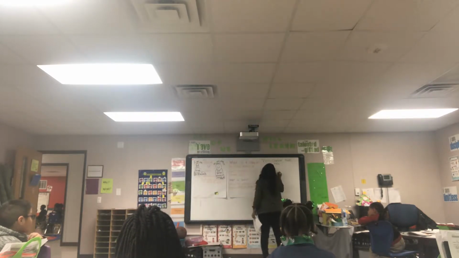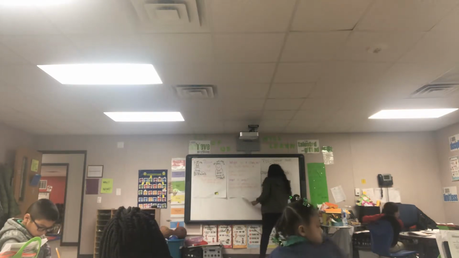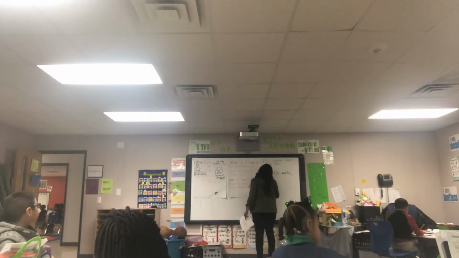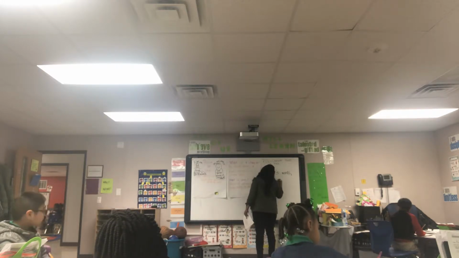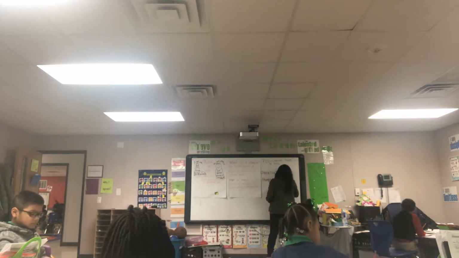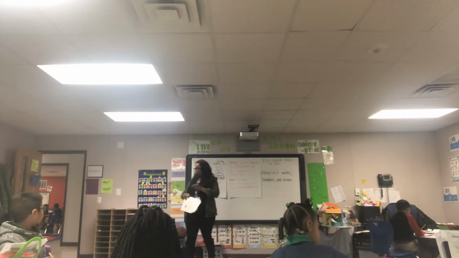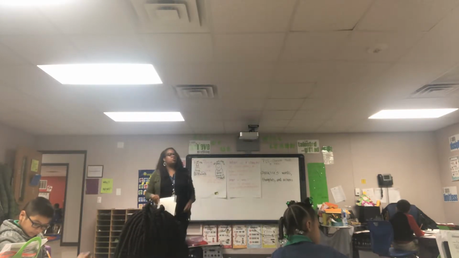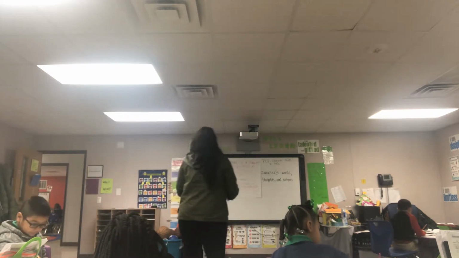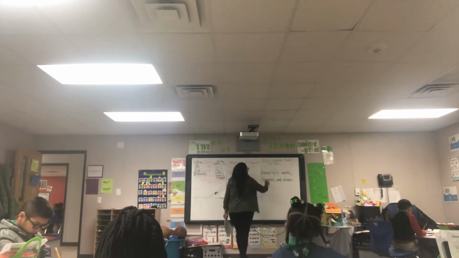Let's write it down so we won't forget. We look at the character's words, thoughts, and actions. This is what we'll do. These are the clues that we'll use to determine the character's point of view. We look at characters' words, thoughts, and actions. This is what we're using.